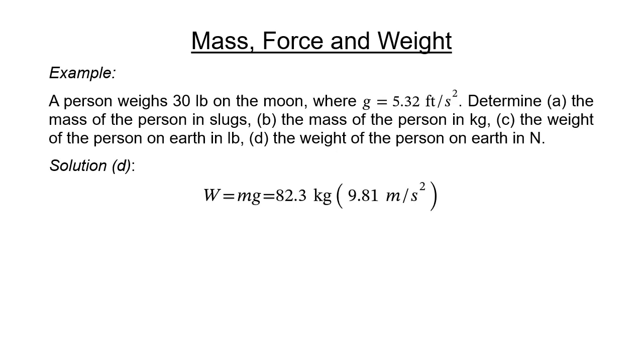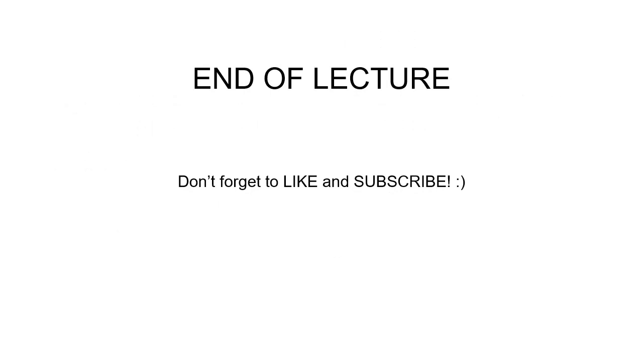For the final question, D, we will calculate the weight of the person in newtons by using the mass in kilograms and gravitational acceleration of 9.81 meters per second squared. Using the formula weight equals mass times gravitational acceleration, the weight of the person on Earth is 807.36 newtons.